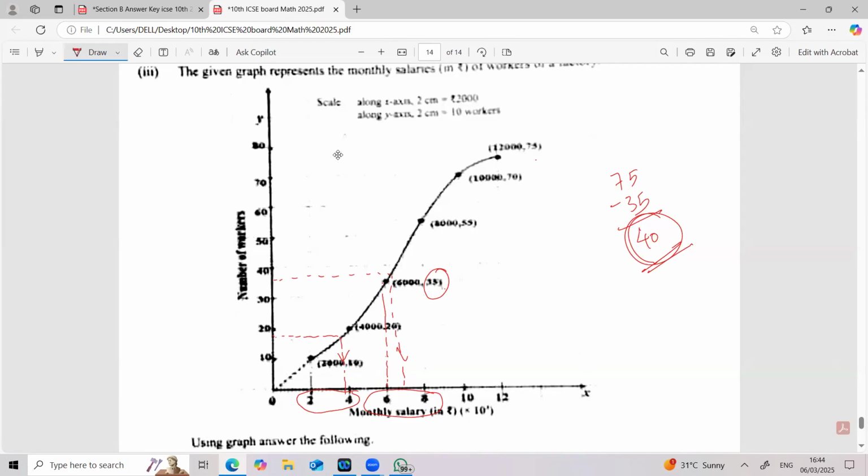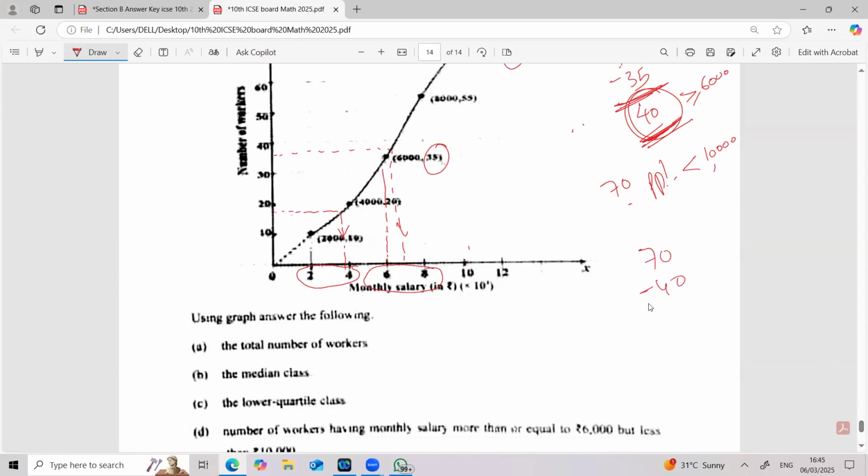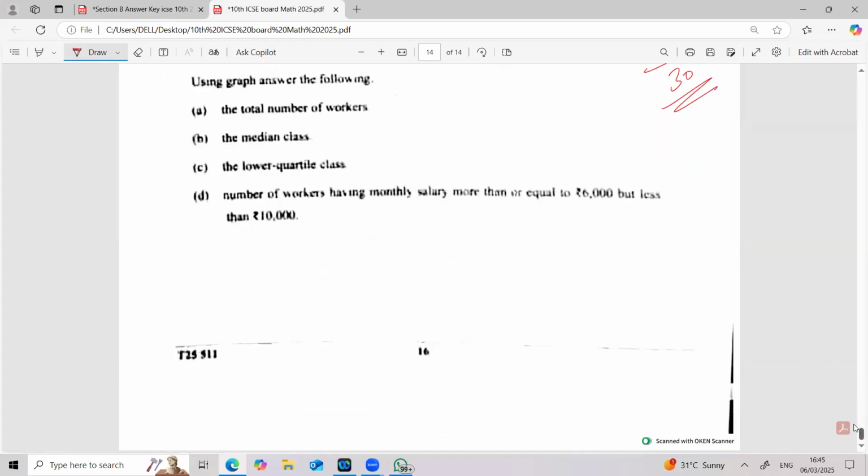And at the same time, they want the number of people earning less than 10K. So it's marked here 70 anyway. So whenever they ask you less than, wherever the pointer points, that is the answer. So 70 people. Whenever they ask above, we subtract from the upper limit. So 75 minus 35, 40 people are getting greater than or equal to 6K salary and 70 people are getting less than 10K salary. Teacher asked the range of people within the salary. So 70 people minus 40 people, 30 people is the right answer.